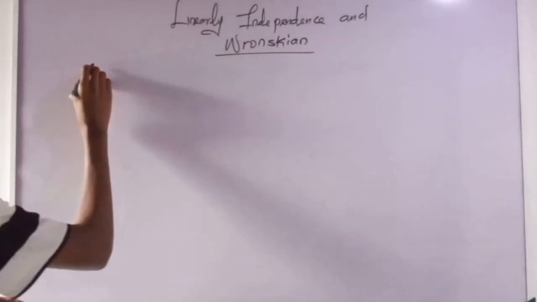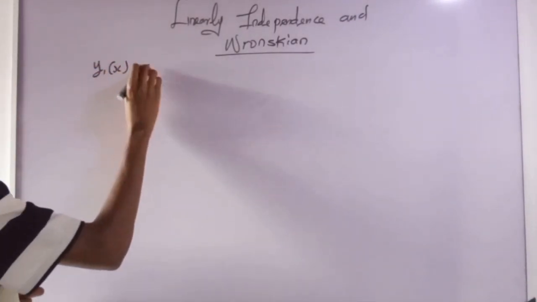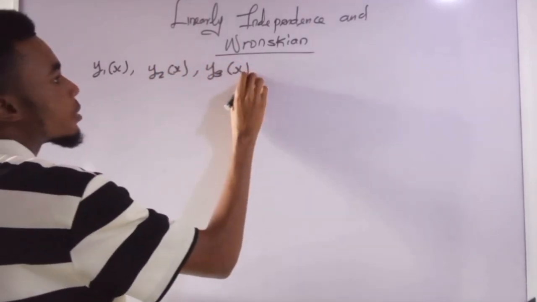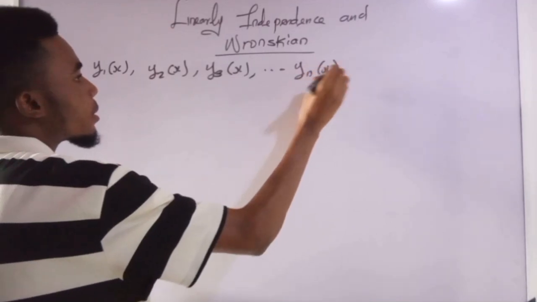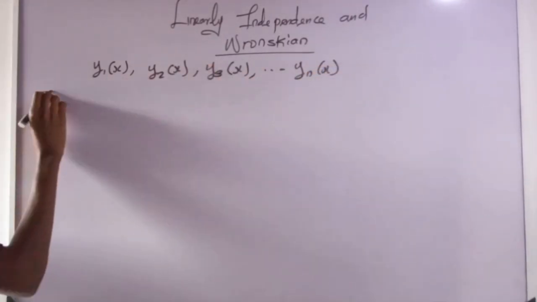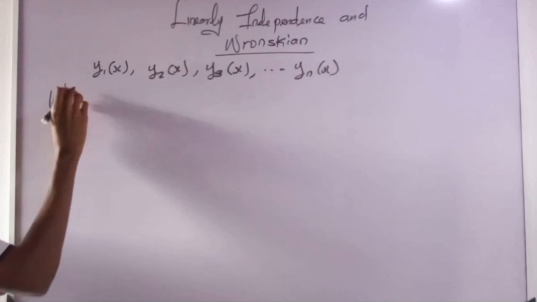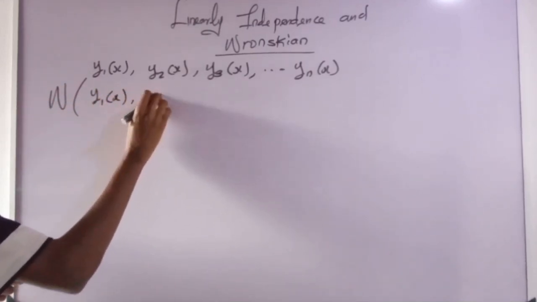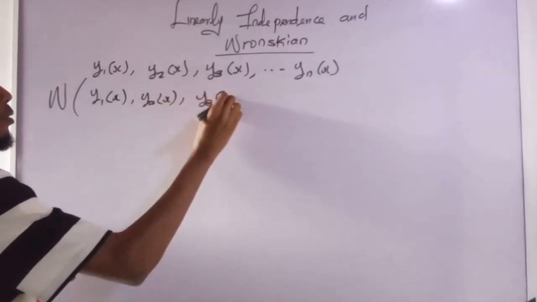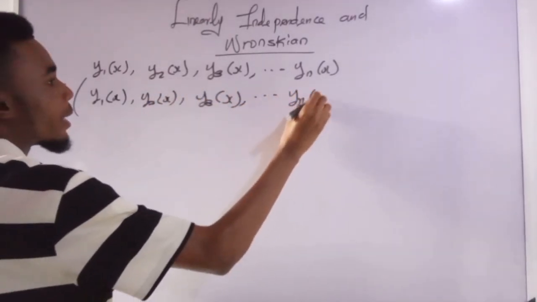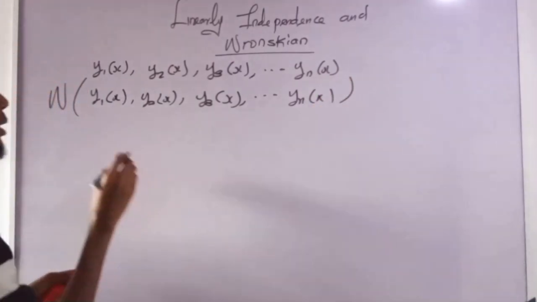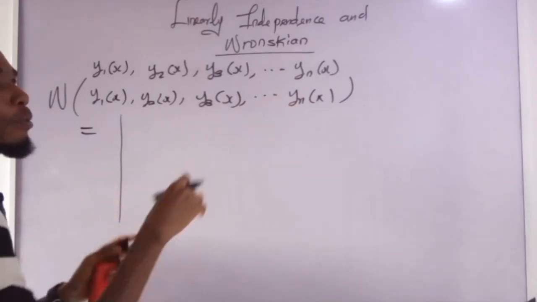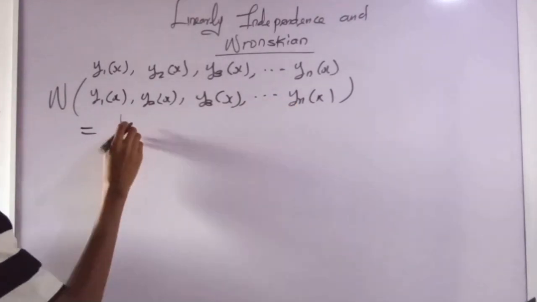Given a set of functions, say y1 of x, y2 of x, y3 of x, down to yn of x, the Wronskian of this set can be defined as W(y1 of x, y2 of x, y3 of x, down to yn of x). Now, this is defined as a matrix of the derivative of each of these functions down to n minus 1. So this goes like this.